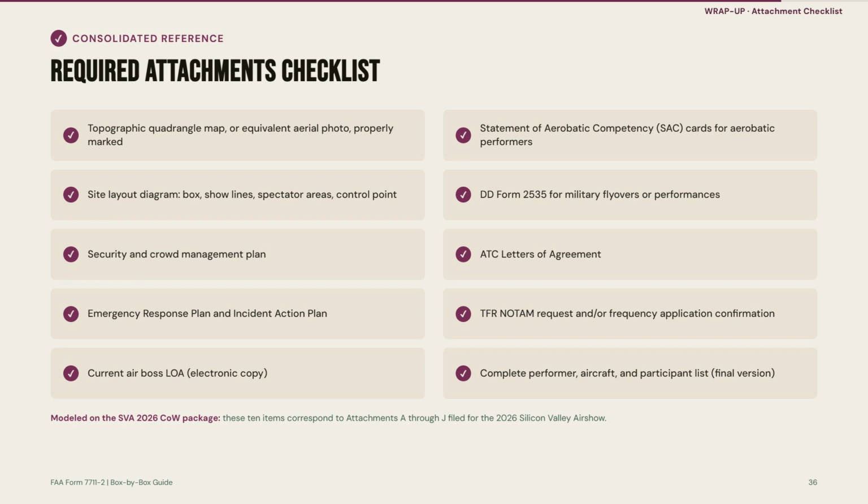Form, statement of aerobatic competency cards for aerobatic performers, DD Form 2535 for any military flyovers or performances, ATC letters of agreement, the TFR NOTAM request or frequency application confirmation, and the complete performer, aircraft, and participant list in its final version. These 10 items map directly onto attachments A through J that we walk through individually across this guide. If you're building a package from scratch, this is the checklist to work from before you ever open the form itself.